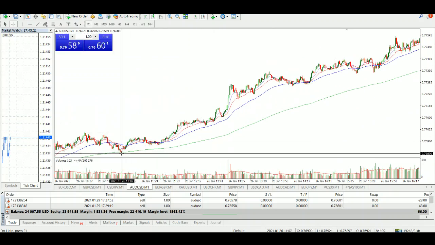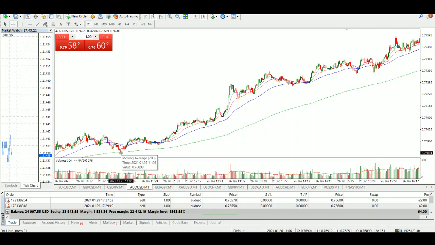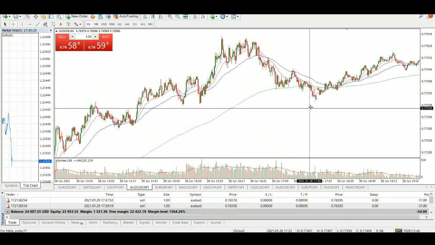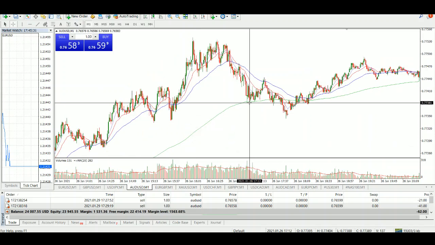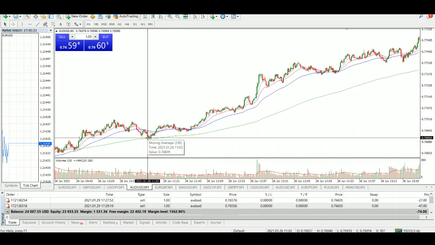Take a look at this one. Going from 0.76894 toward 0.77386. So 77,300 and 76,800, 500 points.